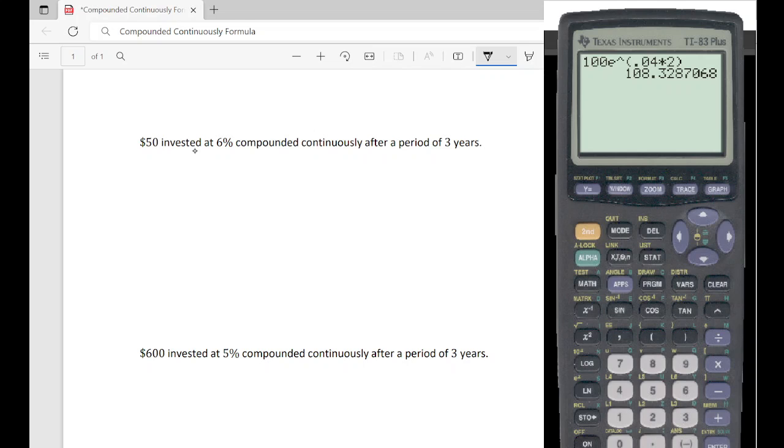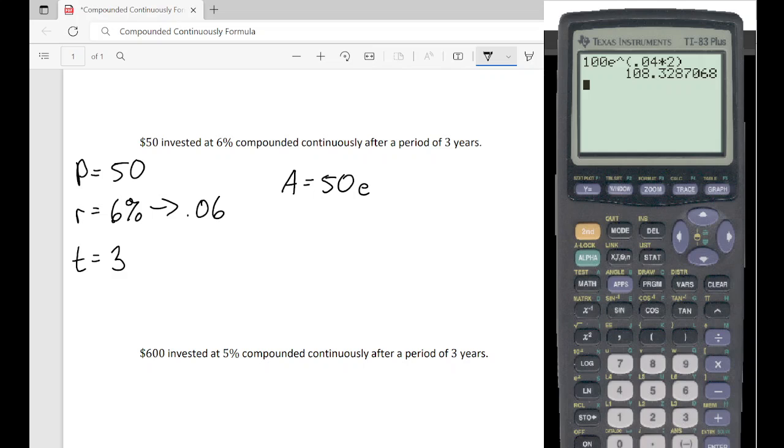Here we have $50 invested at 6% compounded continuously after a period of 3 years. So let's write what we know. We have a principal amount, an initial amount of $50, a rate of 6% that we cannot use, so we divide 6 by 100 and we get 0.06 is what we do use, and a time of 3 years. So we have everything we need, so we plug it into our formula, which will be A equals 50e to the 0.06 times 3.